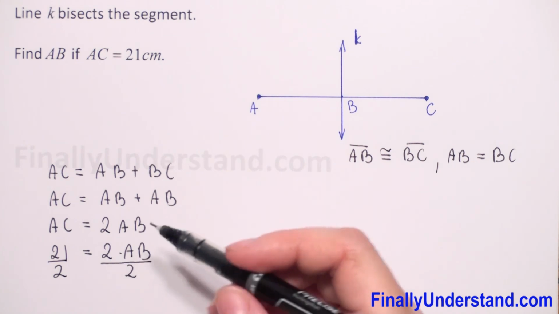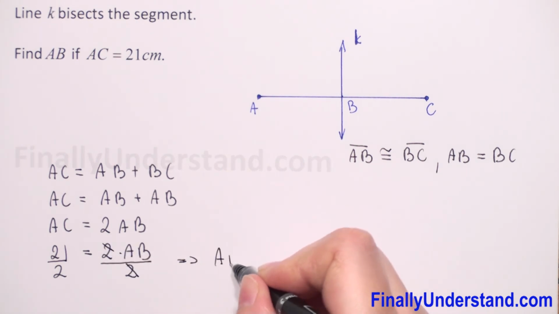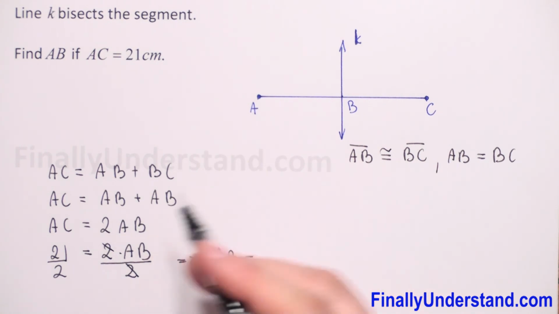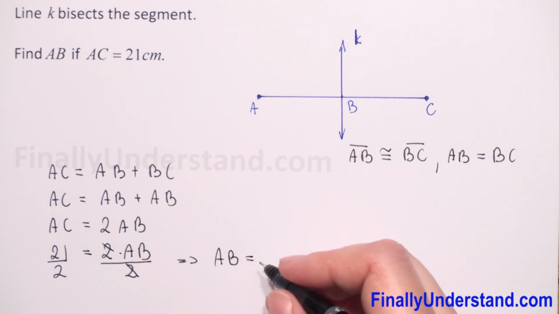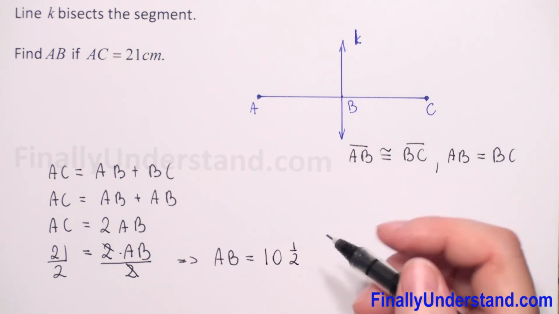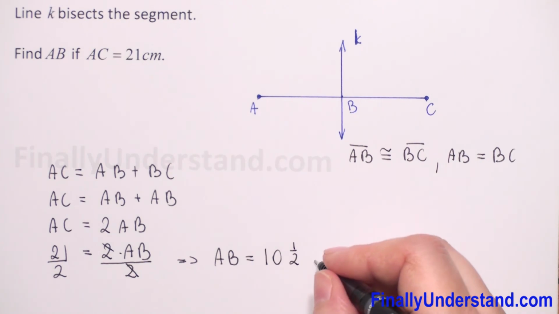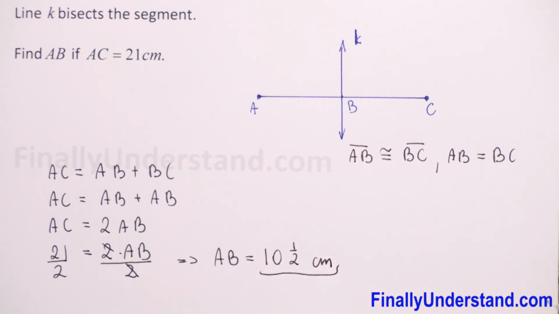Because we have multiplication here, 2 and 2 we can reduce, and we have that AB is equal to 21 divided by 2, so this is equal to 10 and 1/2. And we have to add the units, centimeters. So this is my solution.